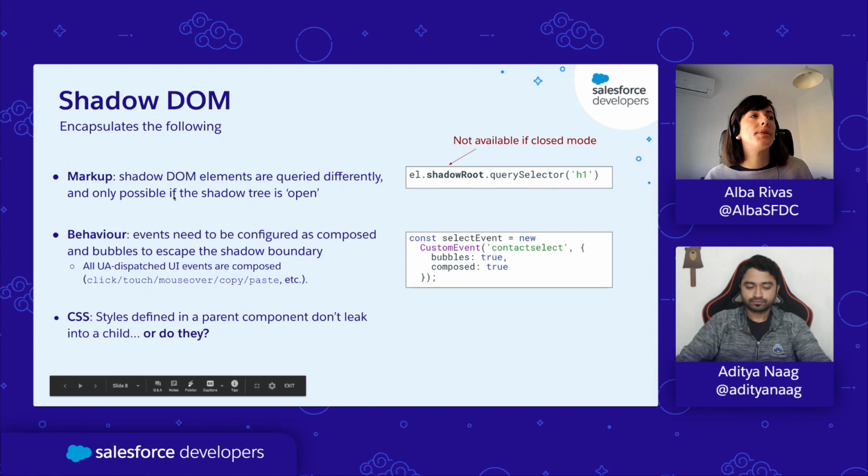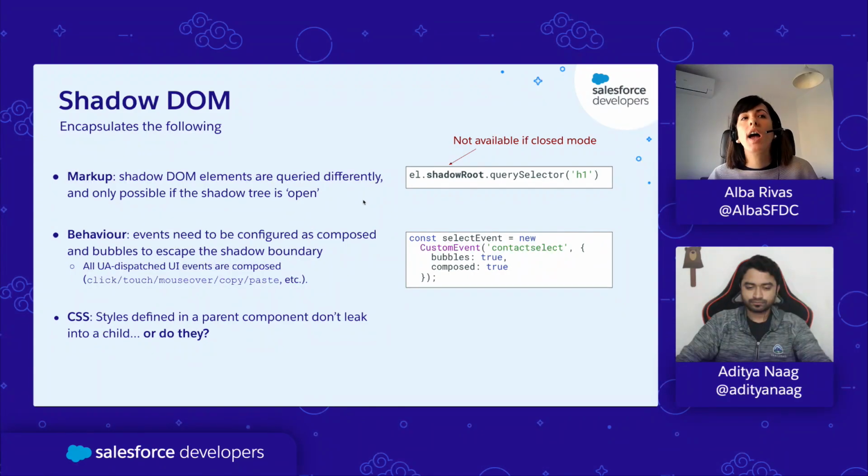First, the markup is going to be encapsulated. Why? Because the elements that belong to a shadow DOM tree are not going to be queryable through the regular way, like doing element or document dot querySelector or whatever. They need to be queried through the shadowRoot property that exposes the internal elements of the component. Remember that I told you that you have to select between open and closed shadow. This property is going to be available only in open mode. And that's the only difference between open and closed, right?